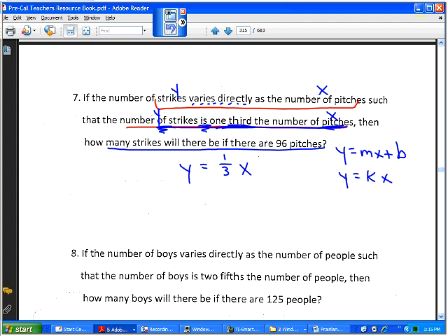It says how many strikes, is that x or y? When there are 96 pitches, x. So the key here is to remember which one's which. So the number of strikes, y, is equal to 1/3 the number of pitches, 96. 3 goes into 3 once, 3 goes into 96, 32. So out of 96 pitches, 32 of those pitches would be strikes. Okay? So we had to identify which one was dependent on the other one. The dependent variable is y.